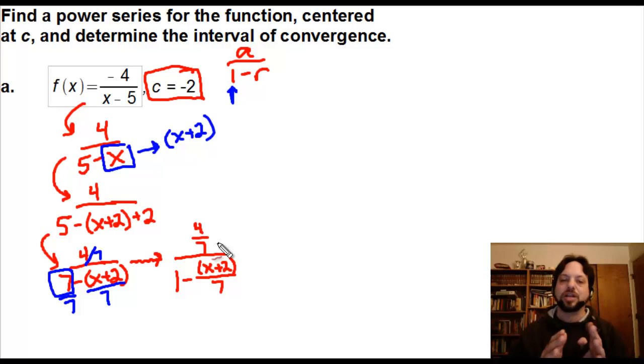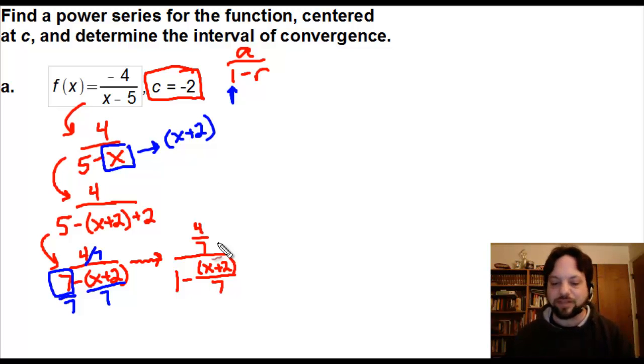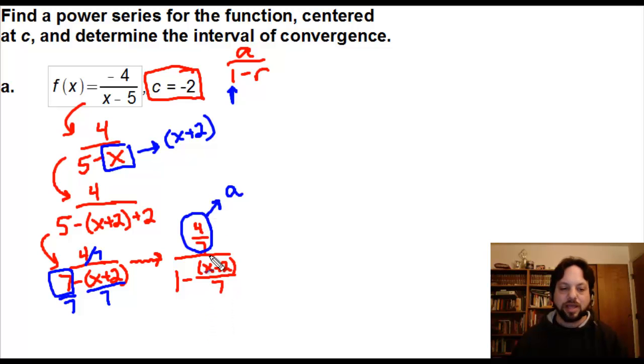Now that might look like a big, giant mess. But, like I said, go ahead and simplify it and see if it equals the same function that I had at the very beginning, except you'll notice that this one is centered at -2. So that kind of makes everything happy for us, if you will. Now, having done this, we should be able to identify that 4/7 is our a value, and this (x plus 2)/7 is our r value.